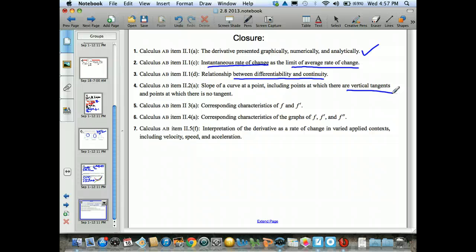We're going to be looking more in depth at the characteristics of functions, their derivatives, and their second derivatives. And of course, we're going to do much more with applied problems using velocity, speed, acceleration, and other applications of derivatives and higher derivatives, meaning second and third derivatives. So thanks. Go back and watch the video and try that again if you need to, but I think you should be able to come to class tomorrow ready to work on some problems.